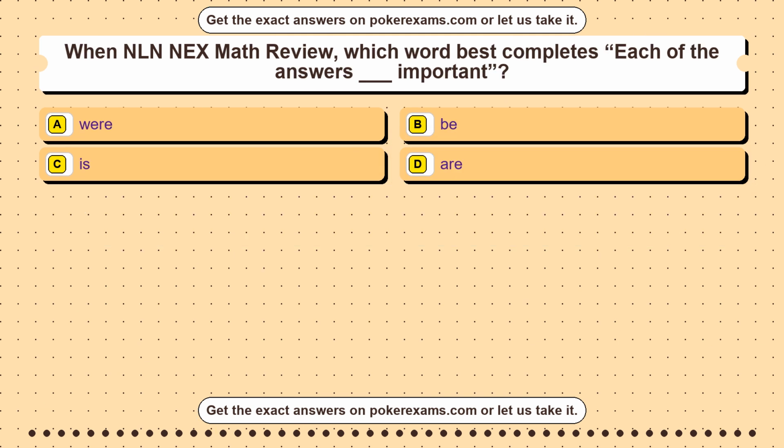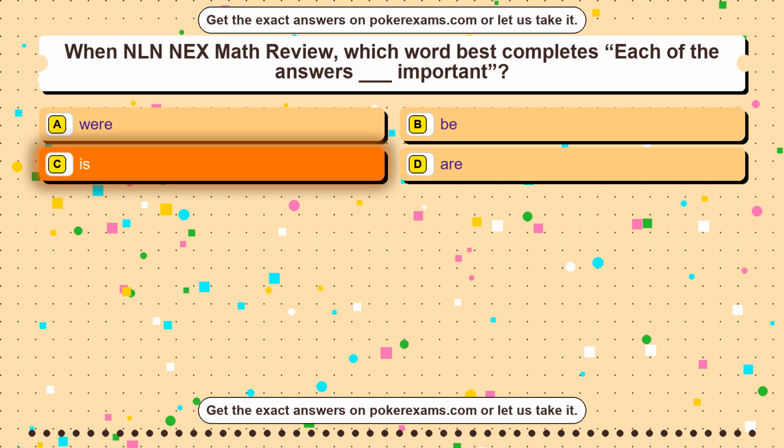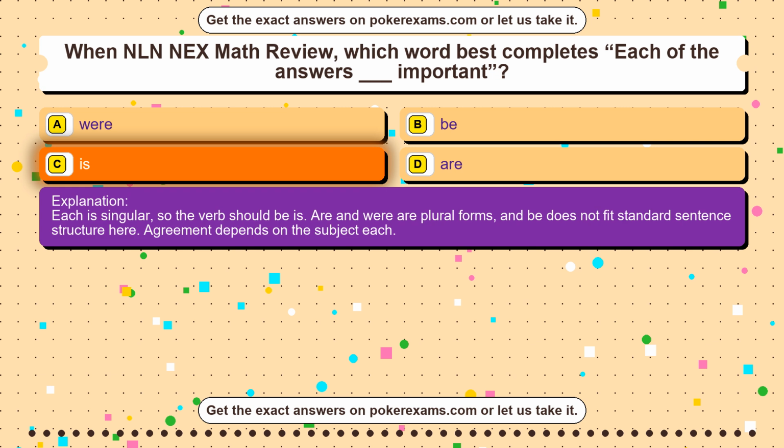Question 19. When NLN NEX Math review, which word best completes the sentence: each of the answers blank important? Option A were. Option B be. Option C is. Option D are. The correct answer is option C, is. Each is singular, so the verb should be is. Are and were are plural forms, and be does not fit standard sentence structure here. Agreement depends on the subject each.